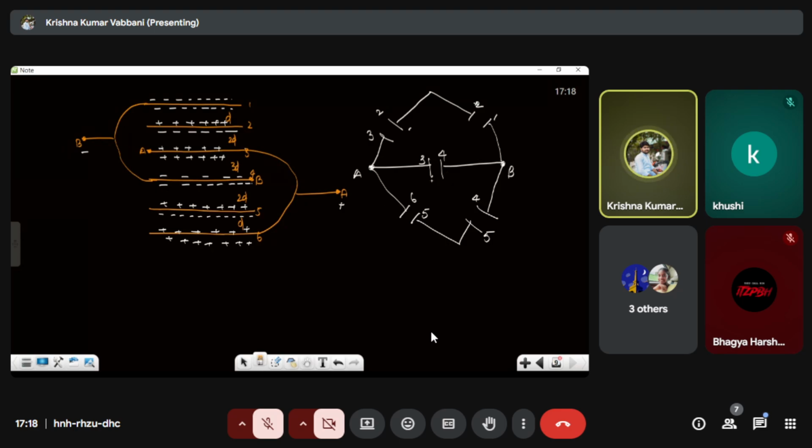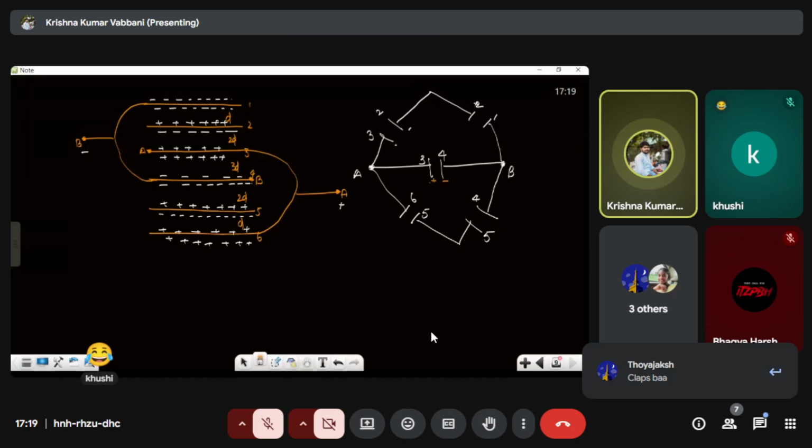See here, plate 3 is positive, and this side is negative. So this is the positive.